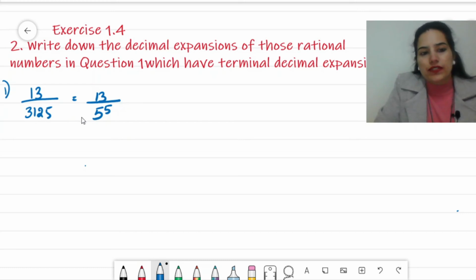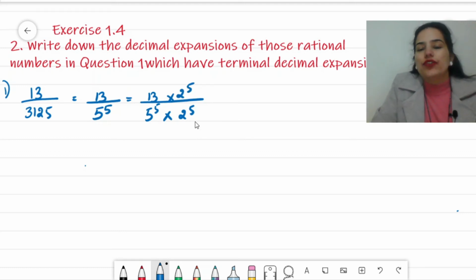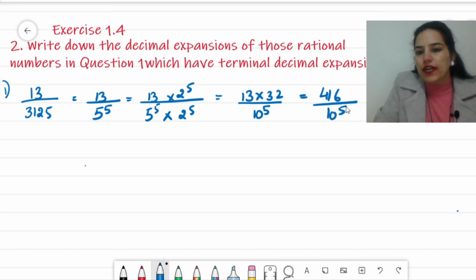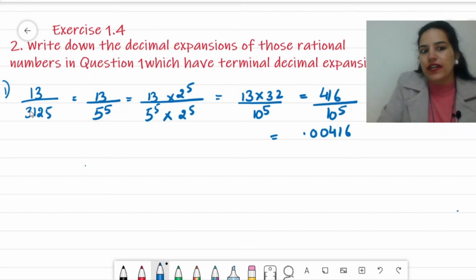Now, how do we convert it into decimals? Of course, you can divide 13 by 3125, but we prefer making tens in the denominator. So we have multiplied numerator and denominator both by 2 raised to power 5. Why? So that I get 10 raised to power 5 in the denominator. So it is just 13 into 32, which is 416 upon 10 raised to power 5. Now the decimal shifting is easier. You just have to shift 5 decimal places. So 0.00416 is your answer. Easier than dividing 13 by 3125 the longer way.